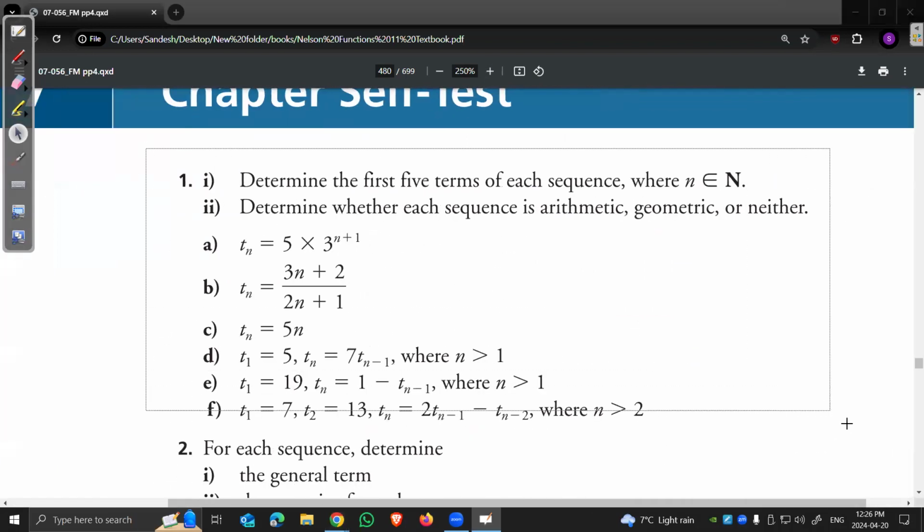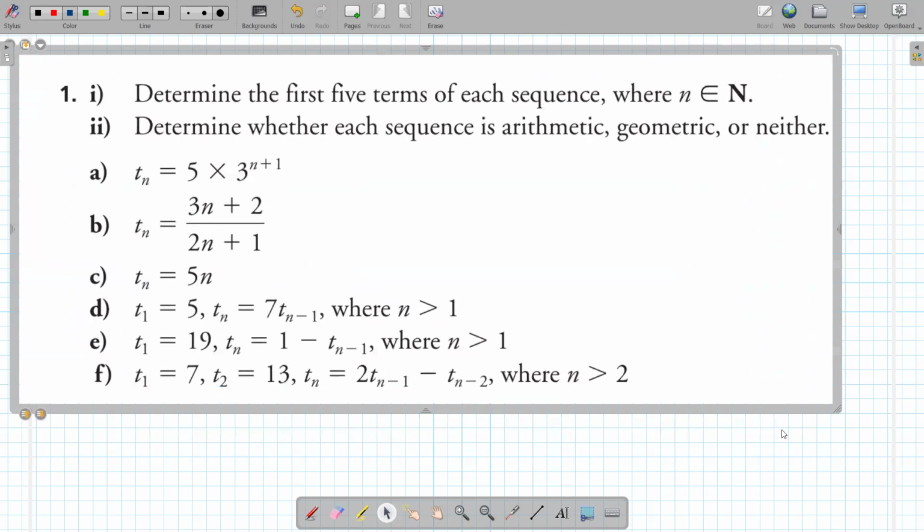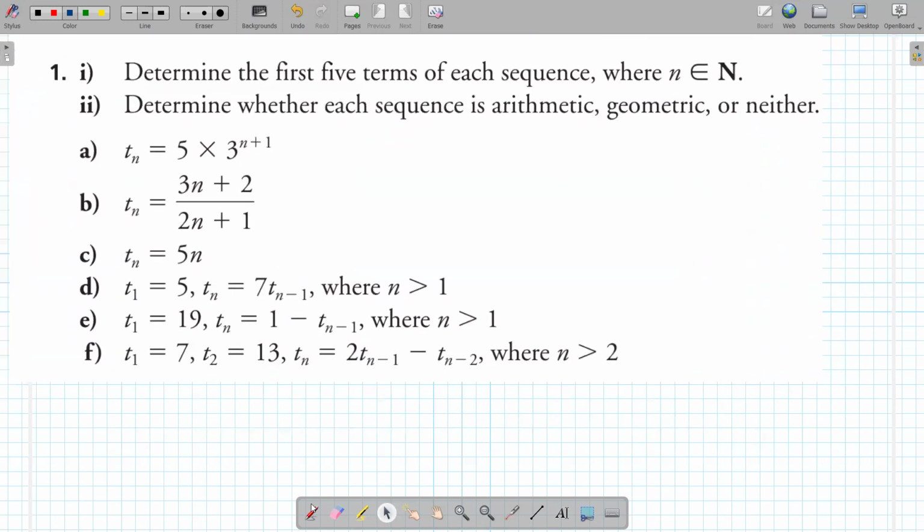It says determine whether it's arithmetic, geometric, or neither. Remember, if it's an exponential, it is going to be a geometric function. Look at A. What kind of a function do we have there? Exponential. So that's arithmetic or geometric? Geometric. Yeah, you don't even have to check. What about B? B is going to be neither because that is a rational function.